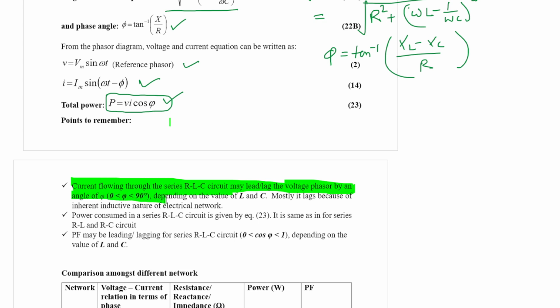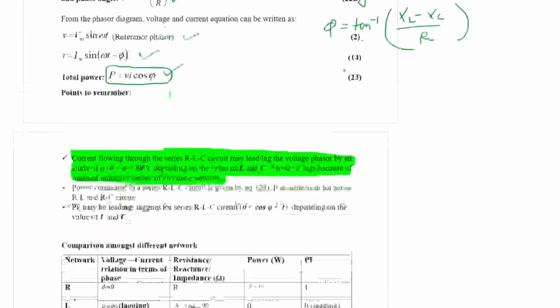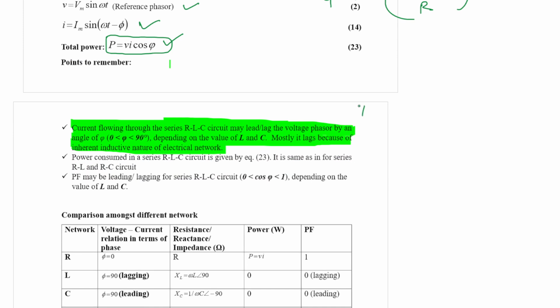It is never guaranteed that it will lag, and it is never guaranteed that it will lead. It may lead or lag depending on the value of L and C. If L is dominant, then it will be lagging. If reactance is dominant, power factor will be lagging.